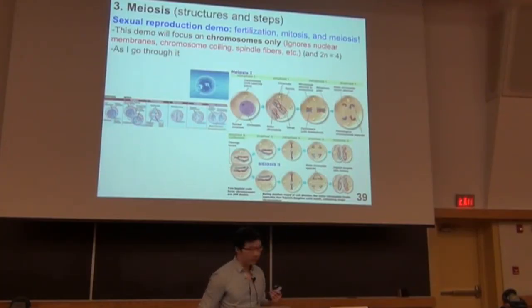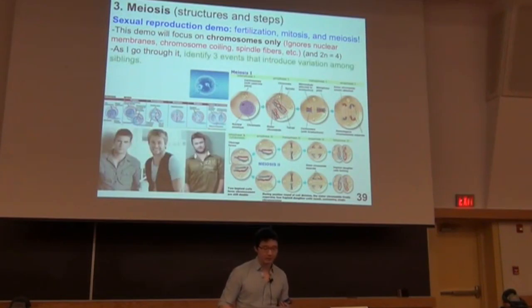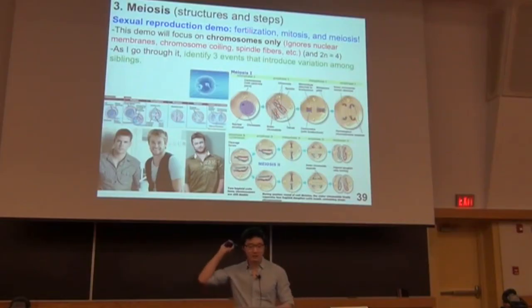So as I go through it, what I want you to do is to think about this particular problem of the Helmsworth Brothers. For those of you who don't know, I really like Avengers, it's a good movie. This guy was Thor in the movie. So these 3 are siblings. I want you to think about why the 3 of them don't look the same.